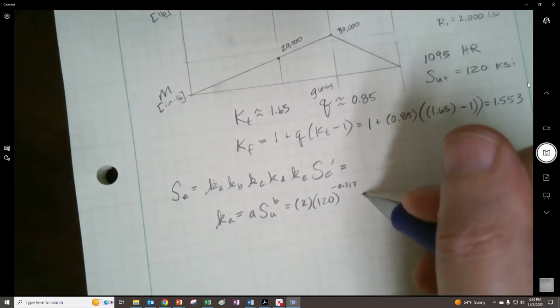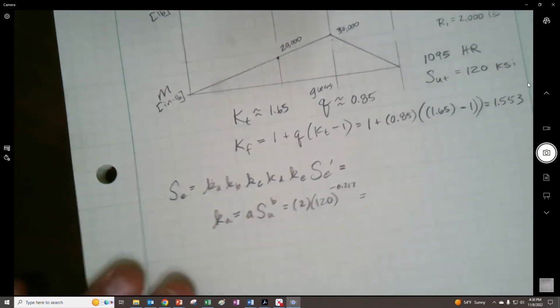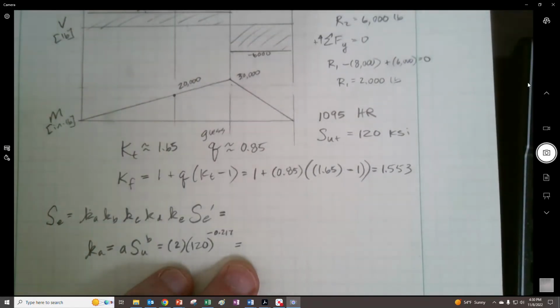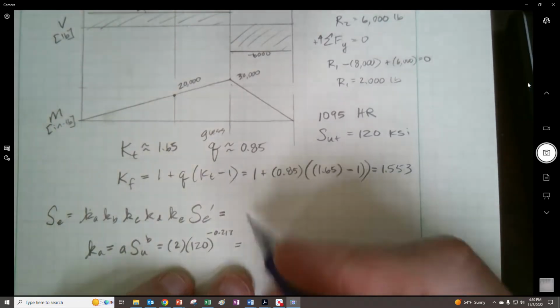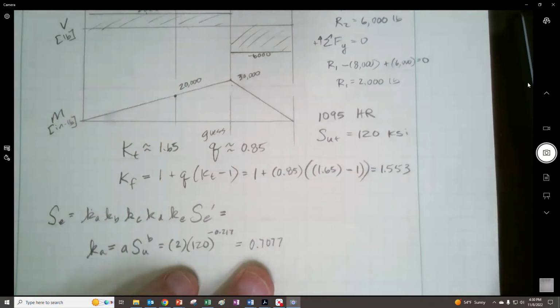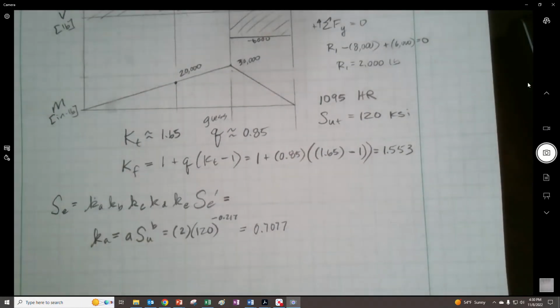0.217. The thing you want to remember is that you don't want to just use these. If you get a weird number, you did something wrong. Don't just accept the number, because you might be using it wrong, or you made a math error. If you see something that's way less than 1, you probably did something wrong, right? You expect something to be in the 0.8 or 0.9 range.